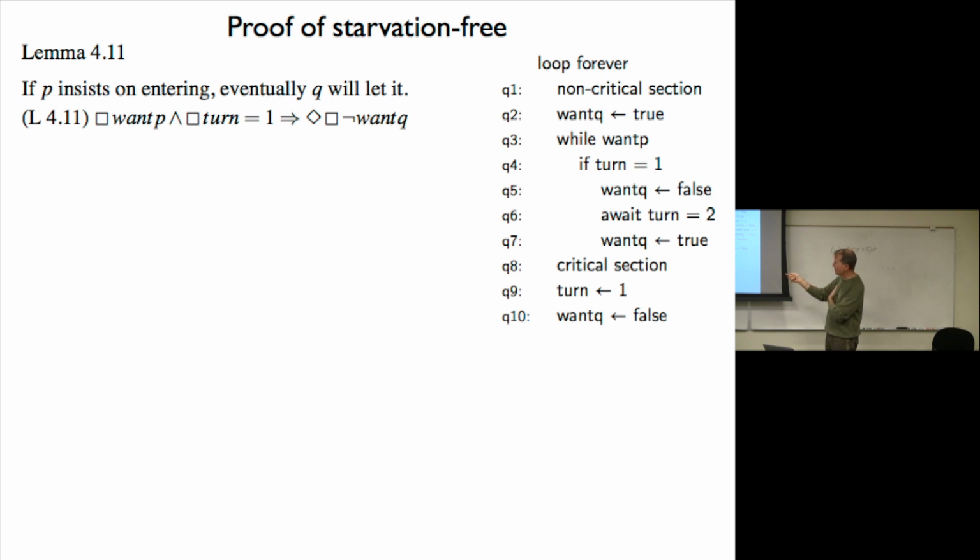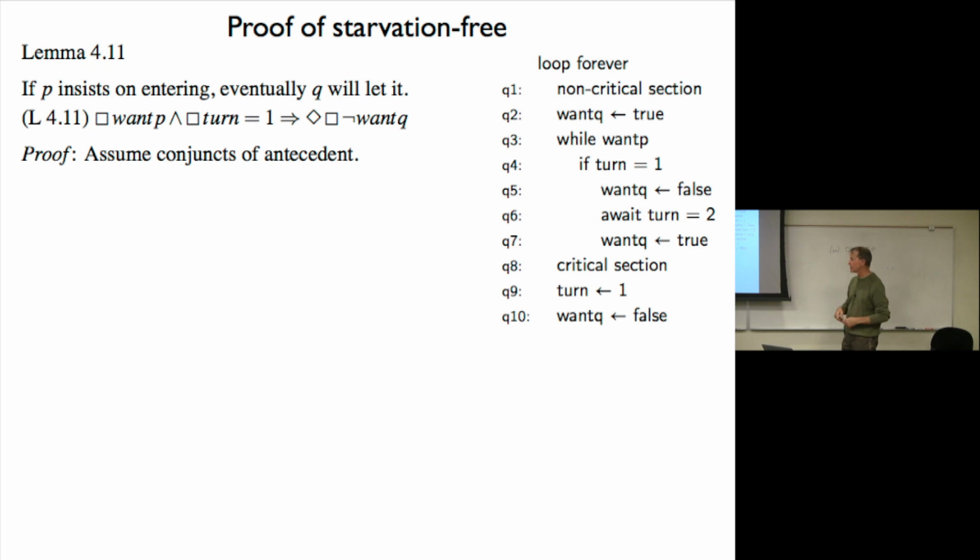So here is the lemma. It's L 4.11. Always want P and always turn equals 1 implies eventually always not want Q. Now do you see why that means Q will let it? Q will let it means not want Q. So what we're going to prove in this lemma is, if we have always want P, and we have always turn equals 1, that implies eventually always not want Q. Yeah? So we will need this in our proof later. So let's prove it.